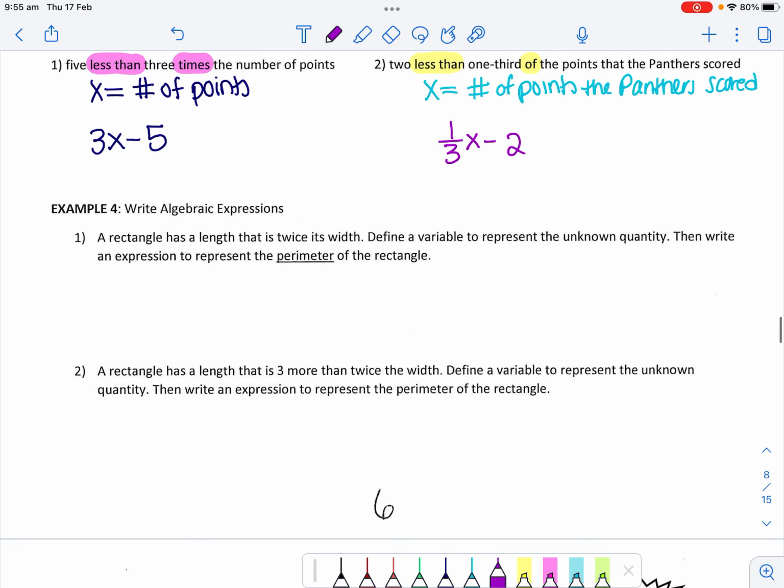Number 4, we're writing algebraic expressions. So this says a rectangle has a length that is twice its width. Define a variable to represent the unknown quantity, and then write an expression to represent the perimeter of the rectangle. So what I'm going to do on this one is actually draw a picture of my rectangle. And when we think about perimeter, when we think about rectangles, we think about length and width. So I'm going to use L.